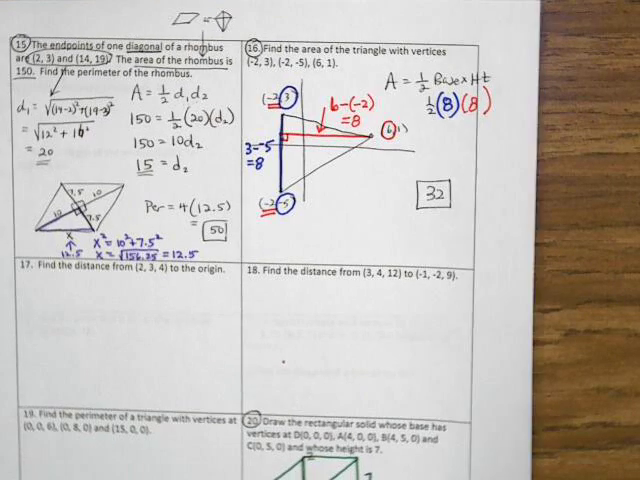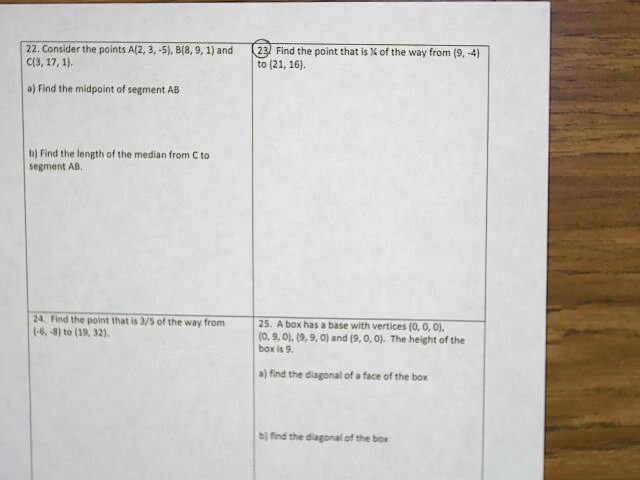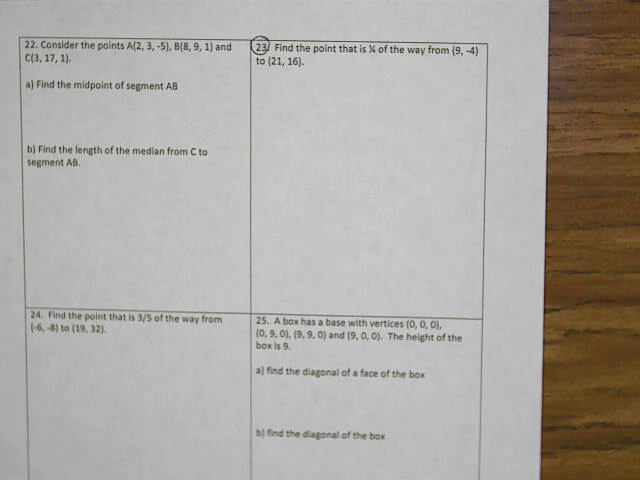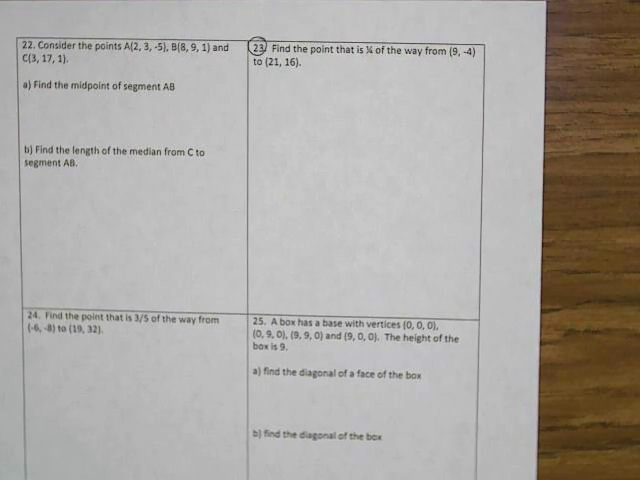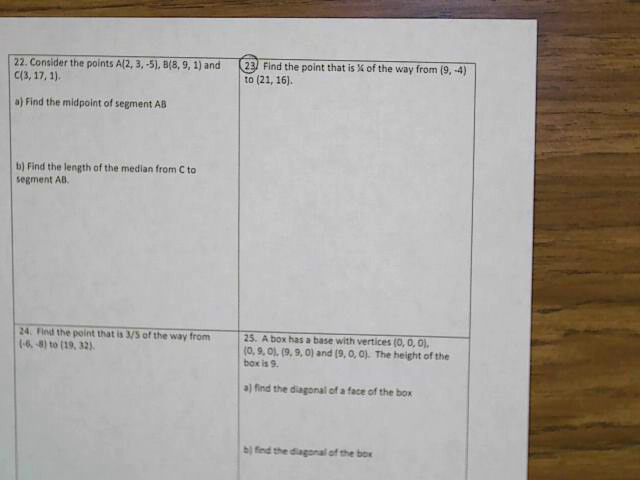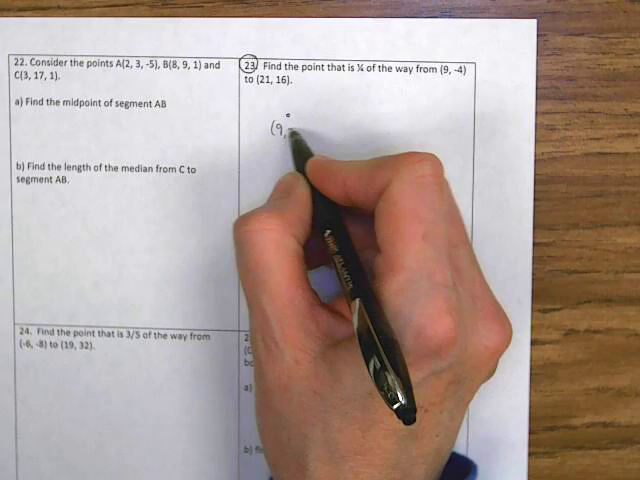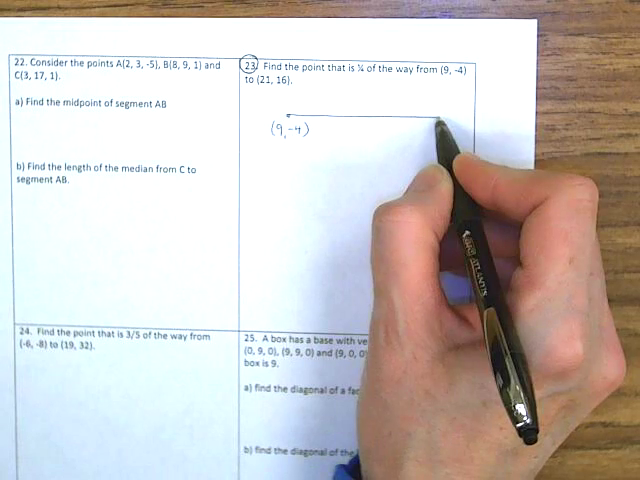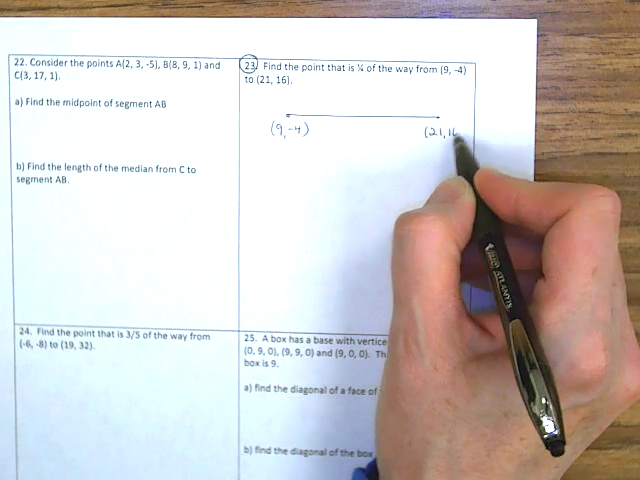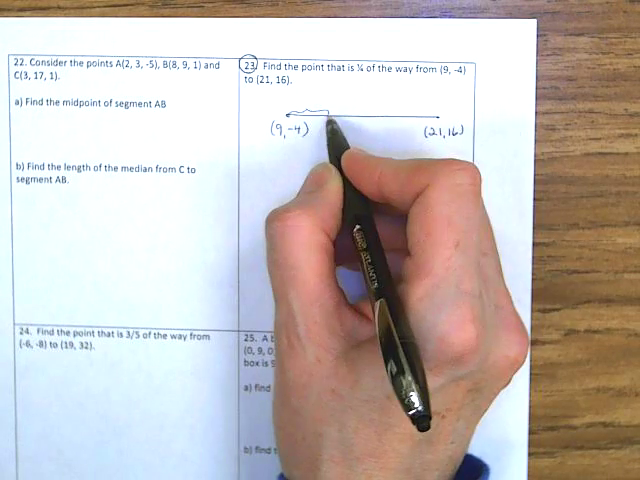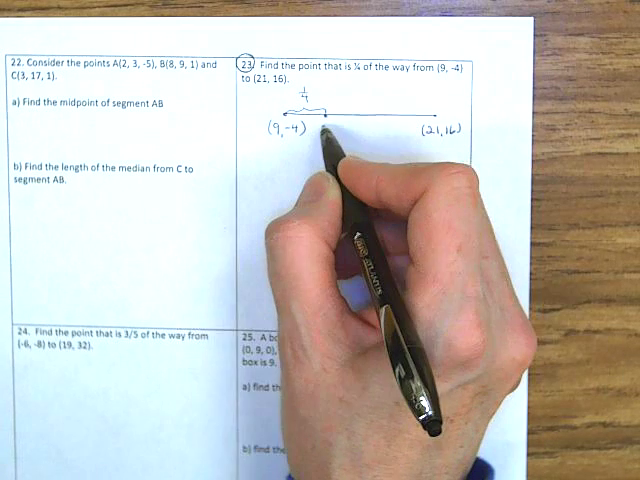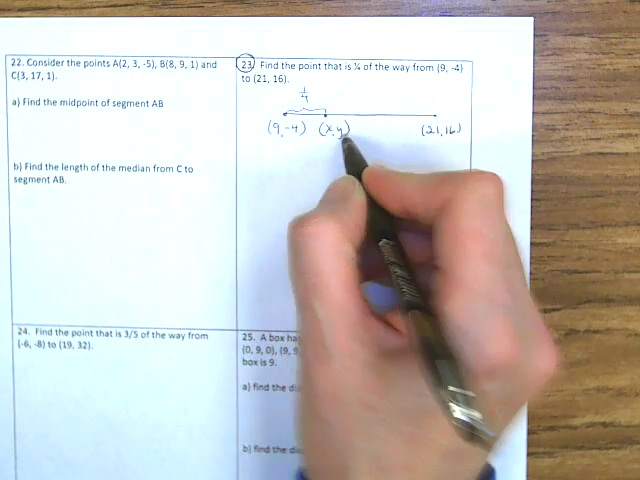All right, now we'll go on to the next page. Sorry about the order. One more, and this is pretty straightforward. I just wanted to give you an example of one of these. Find the point that is 1/4 of the way from 9, -4 to 21, 16. So I'm starting at 9, -4. And I'm moving along to 21, 16, and I'm moving 1/4 of the way, and I'm looking for this x, y.